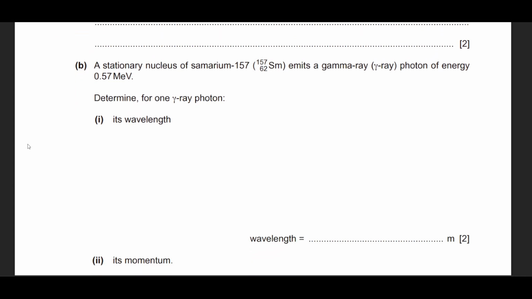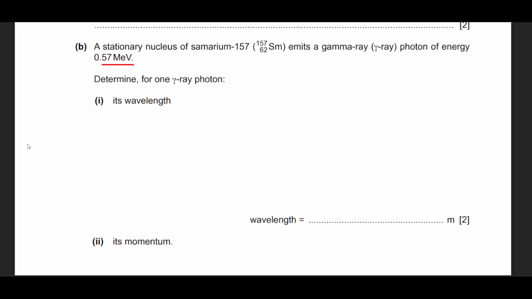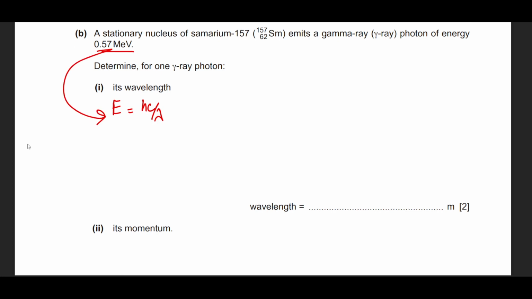Okay. So we have the gamma ray photon energy given, determine the wavelength. No problem. We have the formula E equals hc by lambda. Energy is given, we will replace it over here. So this is going to be 0.57 mega, so 10 raised to power 6 into 1.6 into 10 raised to power minus 19, that is joules per electron volt.